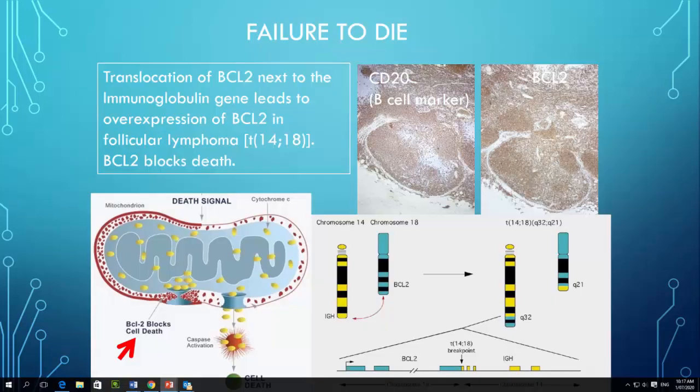So BCL2 blocks cell death. If you have overactivity of BCL2, you're not going to have any apoptosis. So you get that geriatric overcrowding. It's a common cancer, slow growing, typically in adults aged 60 to 65, and the cells build up in the lymph nodes.